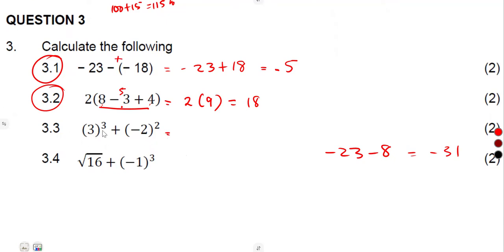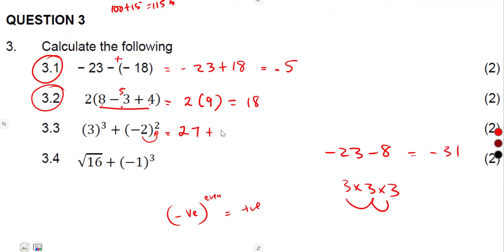3.3. 3 to the exponent of 3, that is 3 times 3 times 3. 3 times 3, 9 times 3, 27. Plus negative 2 to the exponent of 2. Remember, when a negative is raised to an even number, it is going to be positive. So 2, that's an even number, so it's going to be positive 2 squared, which is 4. Then we add.